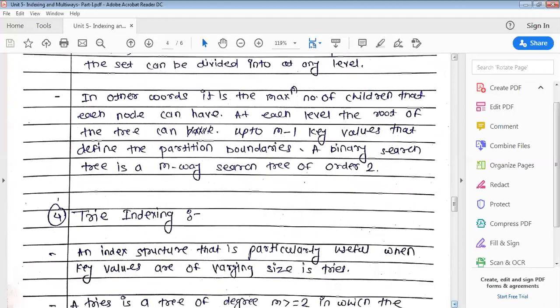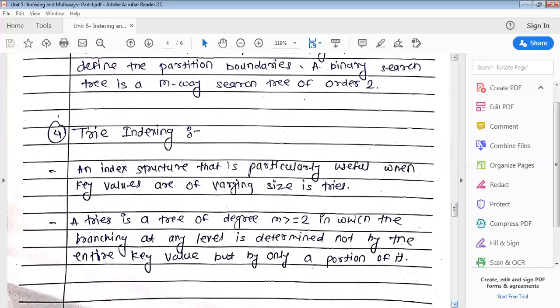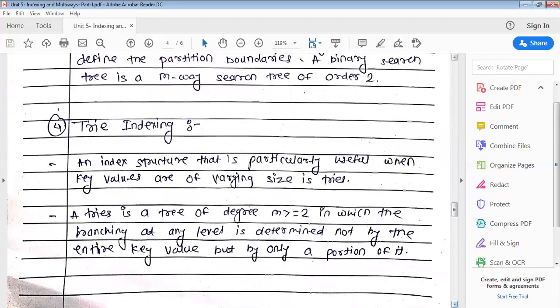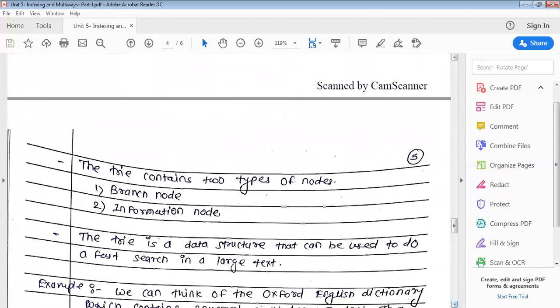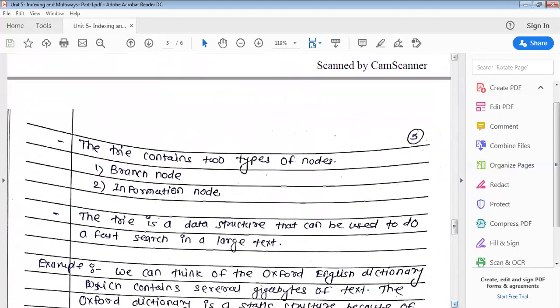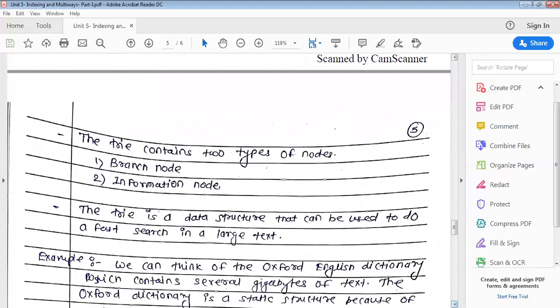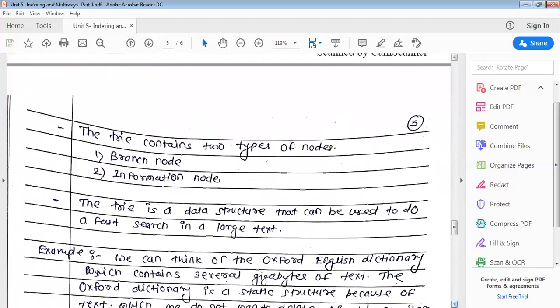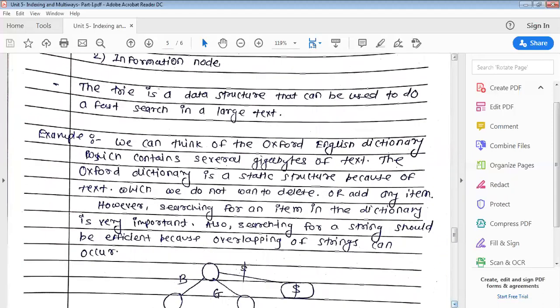Then the next is trie indexing. This index structure is particularly useful when the key values are of varying size. A trie is a tree of degree M greater than or equal to 2, in which the branching at any level is determined not by the entire key value but only by a portion of it, divided into two parts. So it again has two types. The first one is the branch node and the other one is the information node.